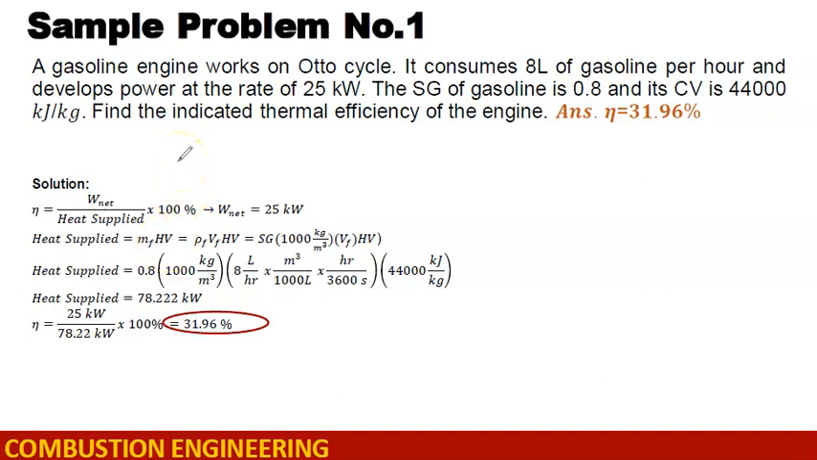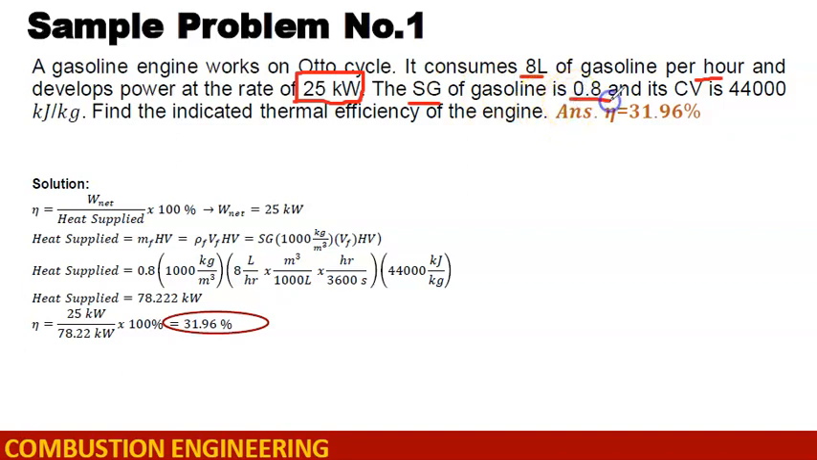So for problem number 1, we're given an Otto cycle which consumes 8 liters per hour of gasoline. It develops power at a rate of 25 kilowatts. So this is also our work net. SG, or specific gravity of the fuel, is 0.8.